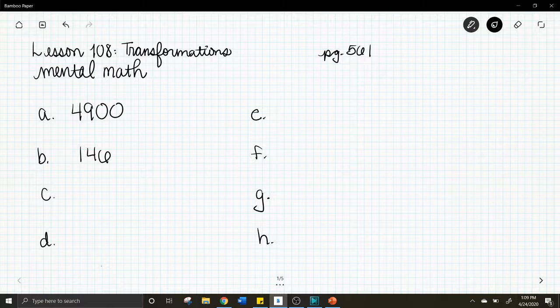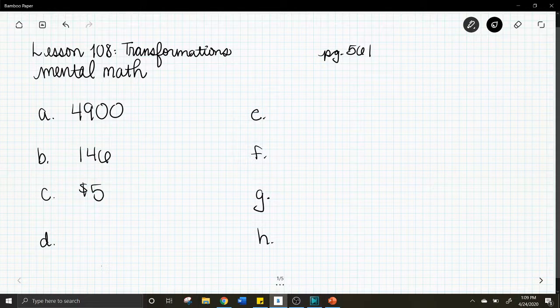Letter C, 25% of $20. What is 25% of $20? All right, that's going to be $5. Letter D, $8.23 plus $8.99. What is $8.23 plus $8.99? The answer there is $17.22.